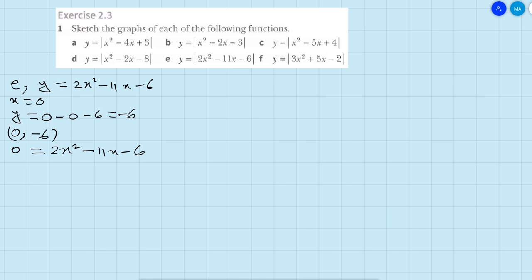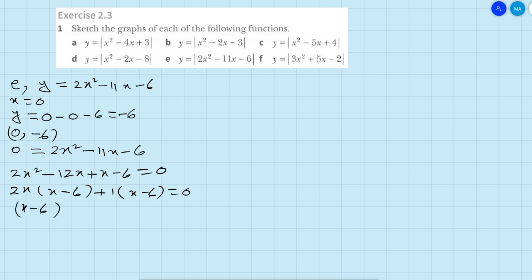First try the middle term break method. 6 twos are 12 and 12 ones are 12. 12 minus 1 is 11. So factorization is possible. 2x squared minus 12x plus 1x minus 6 is equal to 0. Taking 2x common, so x minus 6 plus 1 is common. x minus 6 is equal to 0.